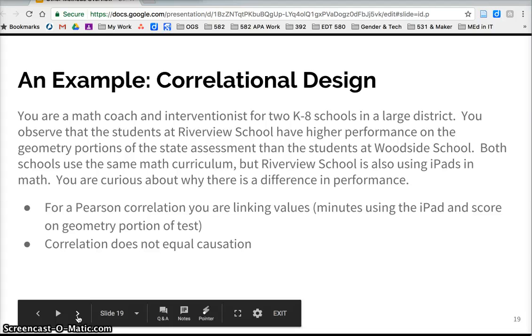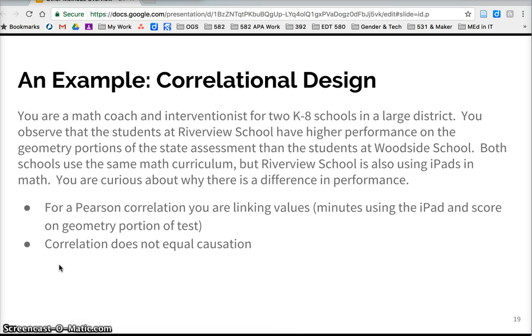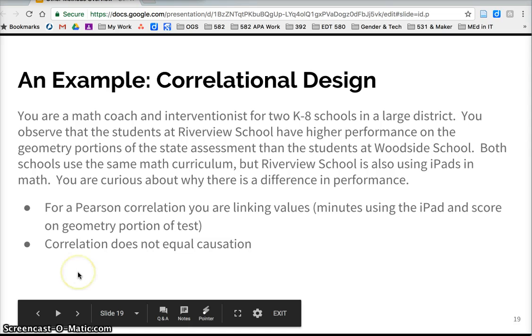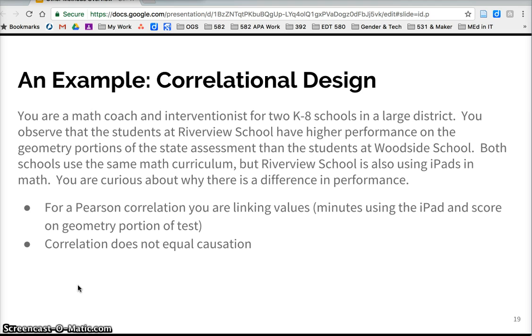And that might give you a sense of their relationship, but one of the most important things to realize is that correlation does not equal causation. So you can't necessarily say at the end of that more minutes on the iPad equal a better score in geometry. It's just simply that there was a relationship that you observed. And so that's a challenge with correlational design, but sometimes it helps to provide a picture of what's going on with your data.